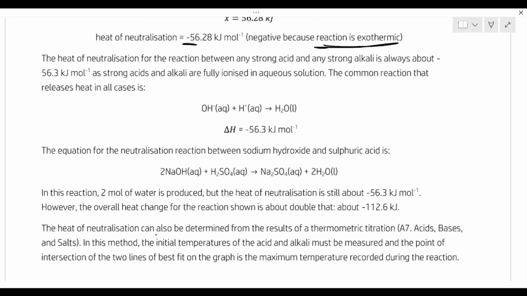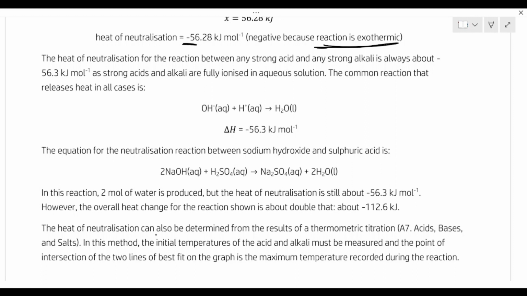The equation for the neutralization reaction between sodium hydroxide and sulfuric acid is as follows. In this reaction, you can see that 2 moles of water is produced, but the heat of neutralization is still going to be about negative 56.3 kilojoules per mole. However, the overall heat change of the reaction is going to be double that, because as we said, the heat of neutralization is for 1 mole of water being produced. And since 2 moles of water are produced in this reaction, it's going to be double that.